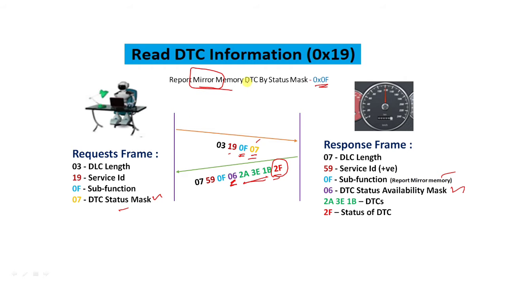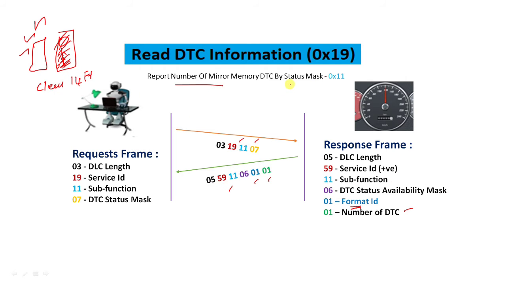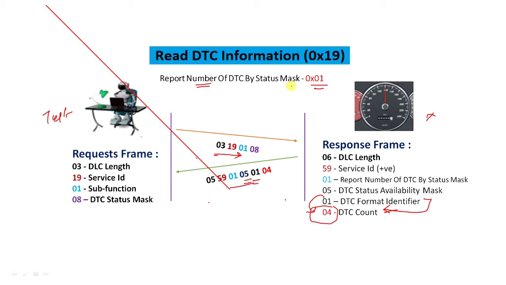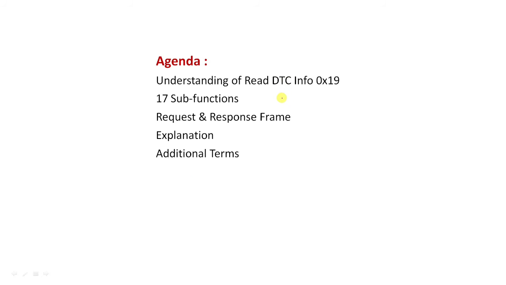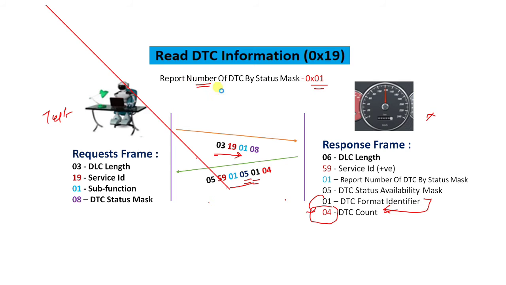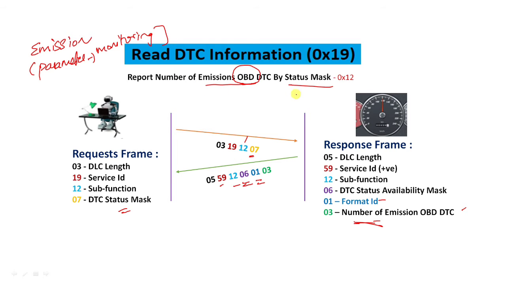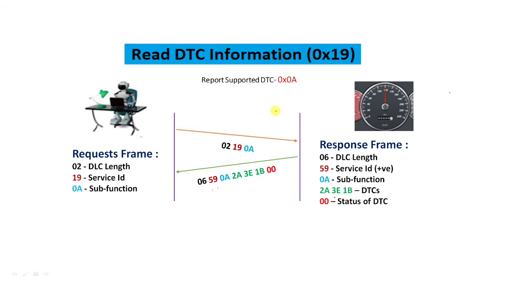So these are all the status masks. Only six, I guess. One, two, three, four, five. Yeah, only five and six, I think. Report emission OBD DTCs should also be there, maybe it will be discussed in a later part. But as of now it is five, so I guess it is six. Fine, no problem. Let's continue with the same flow.